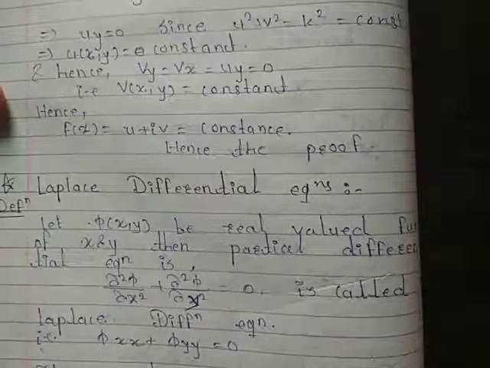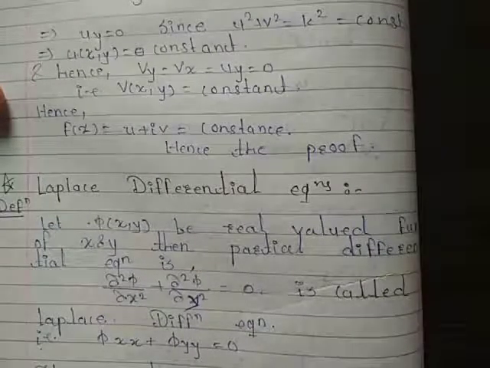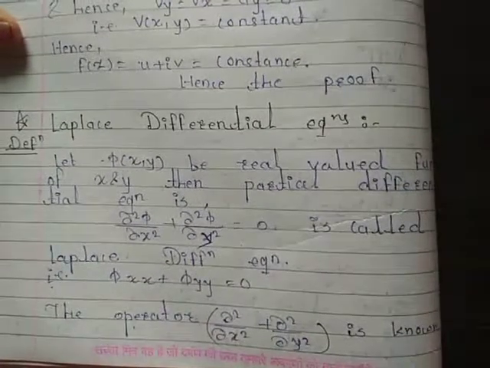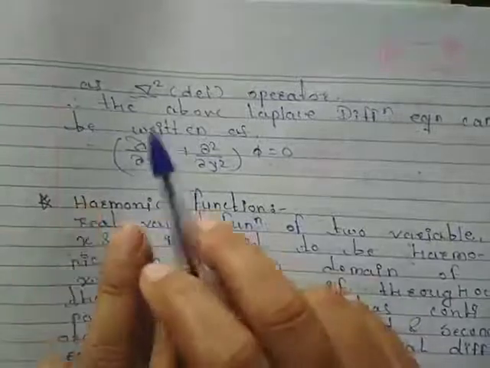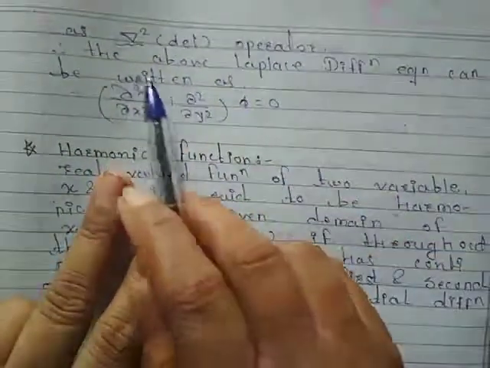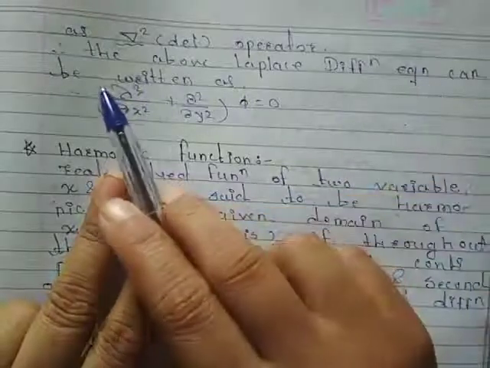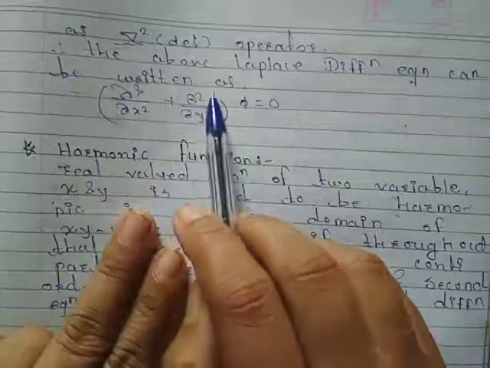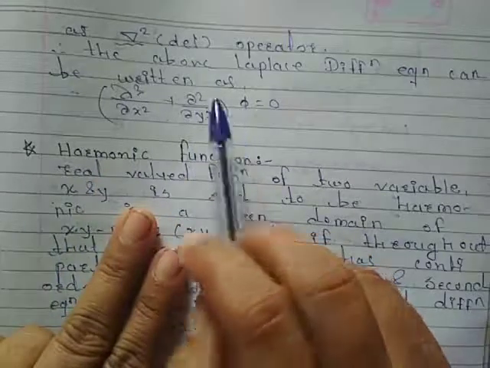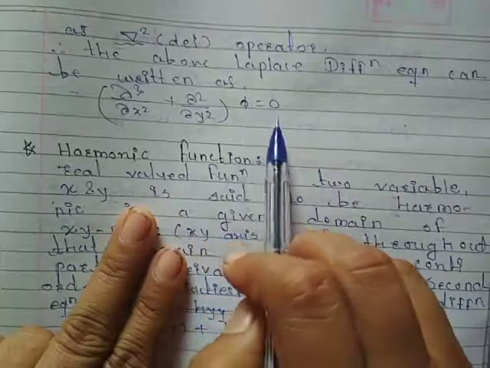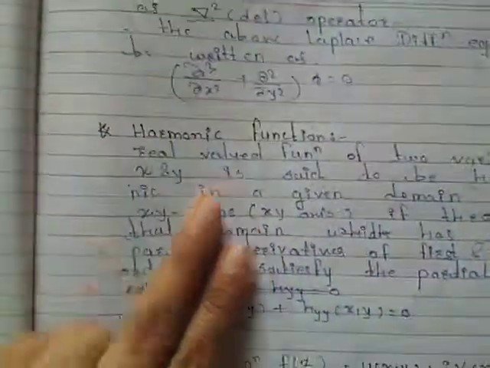The operator ∂²/∂x² + ∂²/∂y² is known as del square (del operator). The above Laplace differential equation can be written as (∂²/∂x² + ∂²/∂y²) of phi is equal to 0.